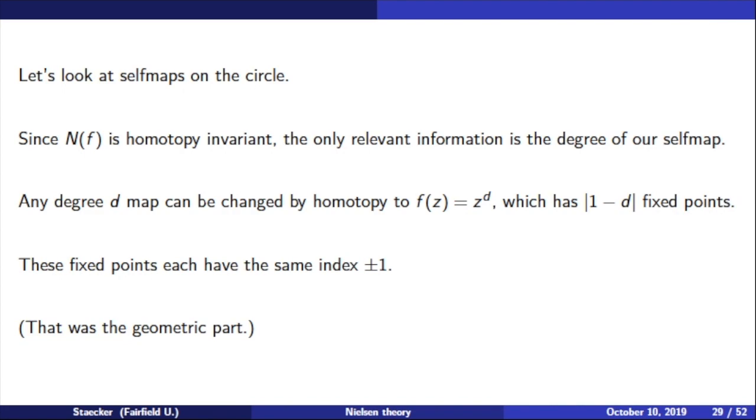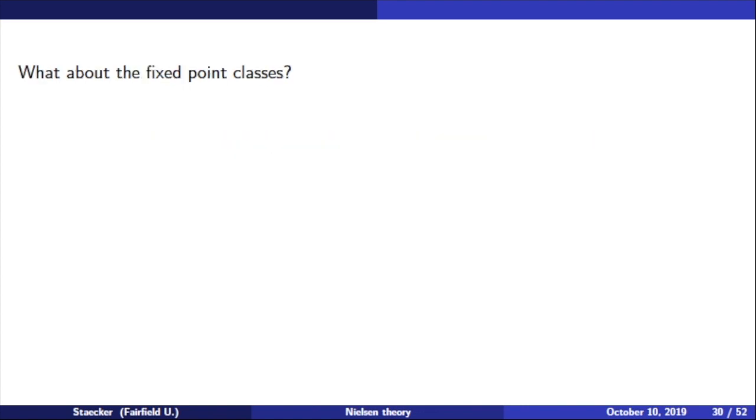You can compute what the fixed points are. There are this many fixed points, and they all have the same index. All right. That means automatically, actually, the Lefschetz number is equal to 1 minus d. But what about the fixed point classes in this example? So you have to do a little algebra for this one. For the circle, the fundamental group is the integers. So the algebra we have to do is not going to be very hard.